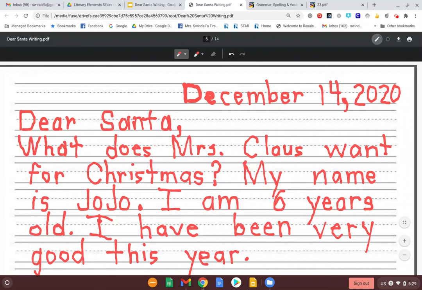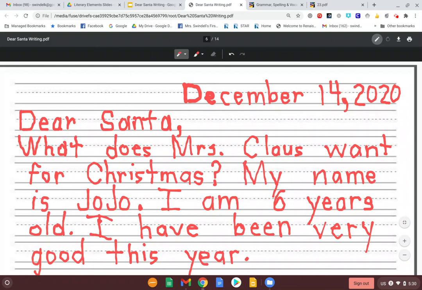All right, boys and girls, this is the beginning of our friendly letter today. And the parts are the date is up at the top, the greeting is Dear Santa. Then I would like you to add a question for Santa. It does not have to be my question. I would rather you come up with your own question for Santa. My question was, what does Mrs. Claus want for Christmas? Then I would like you to introduce yourself by telling Santa your name. My name is Jojo. Period. I am blank years old. I have been very good this year.